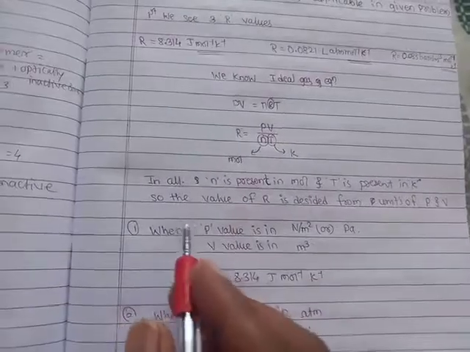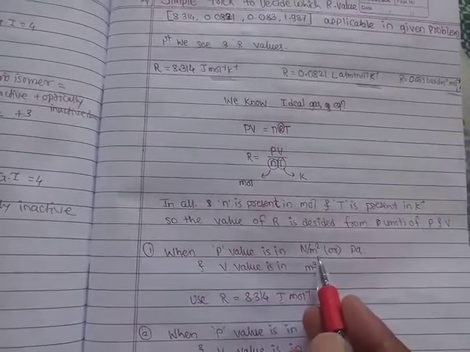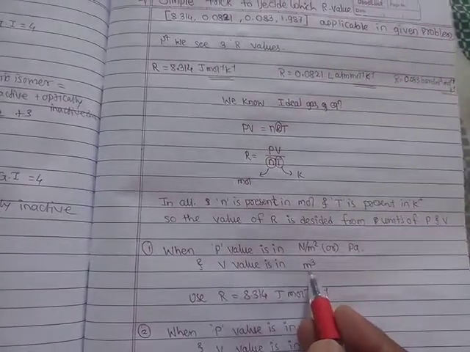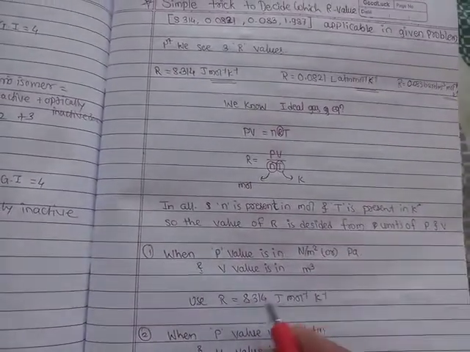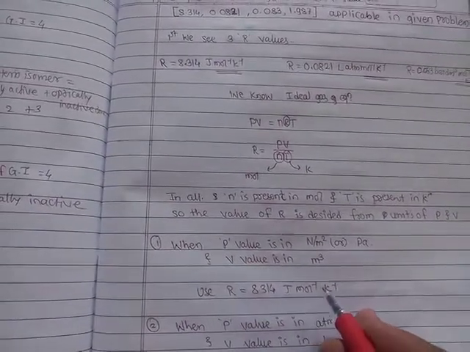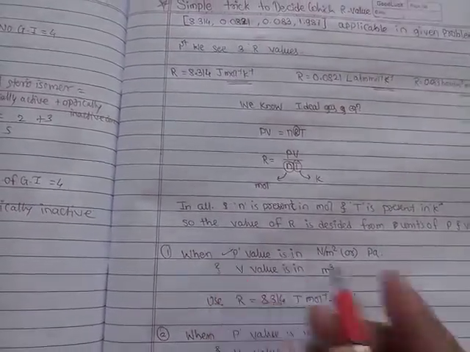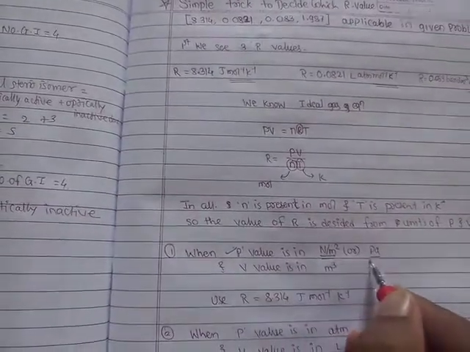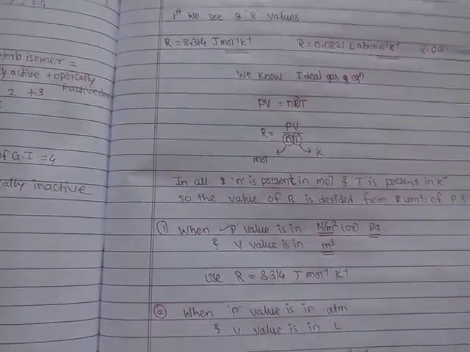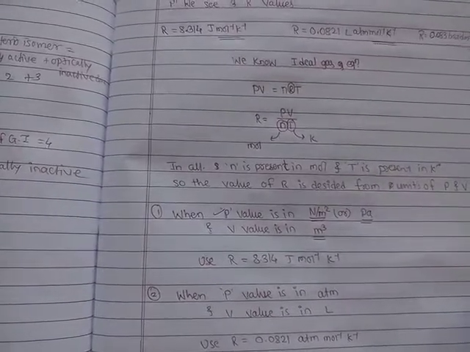So see, first, when the P value is in Newton per meter square or in Pascal, and the value of volume is in meter cube, at that time we are using the value of R, it is nothing but 8.314 joule per mole per Kelvin. Means when the value of P is in Newton per meter square or in Pascal, and volume has unit meter cube, at that time we are using the R value 8.314 joule per mole per Kelvin.